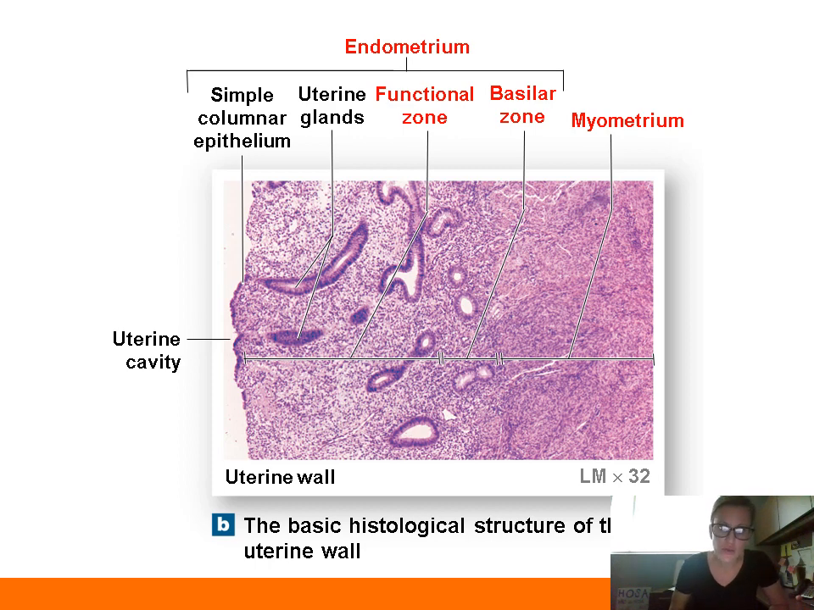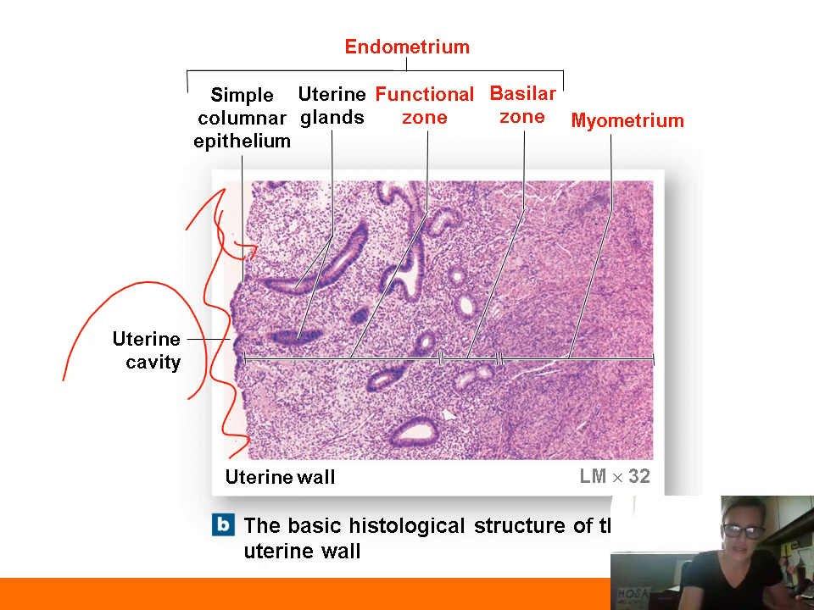Okay, so here you can see microscopically the uterine wall. This open space is the uterine cavity, the open area inside the uterus. So if we had a fertilized egg, this is where it would implant. You can see there's a simple columnar epithelium lining the surface. All open areas are lined with a layer of epithelial tissue. This whole area here is the endometrium. So again, the endometrium lines the uterine cavity.